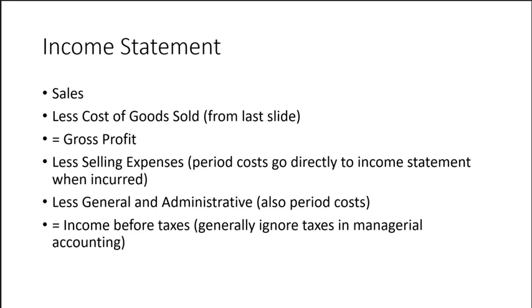General administrative, also period costs, we subtract those. Typically anything to do with selling our products is a selling expense. Everything else falls into general administrative, and some companies don't even bother separating the two. They just list everything as selling, general, and administrative costs. And that's basically everything other than what it costs to actually manufacture your product.